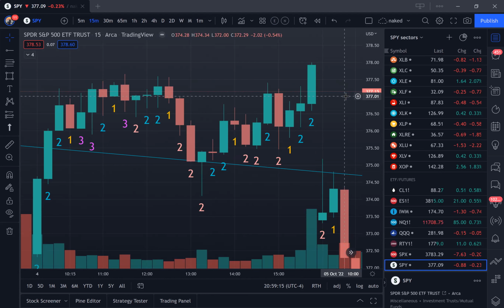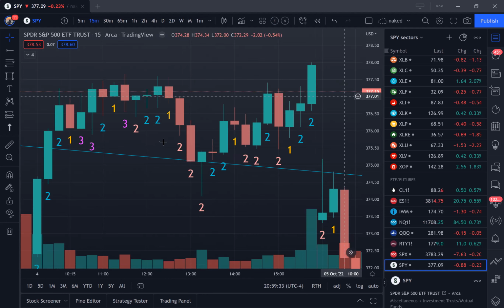The numbers, I forgot to mention this, thank you for bringing that up. The numbers are essentially telling you what the candle types are. So 1 candles are inside bars, 2 candles are directional bars, and 3 candles are outside bars.